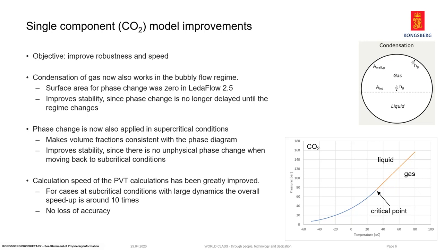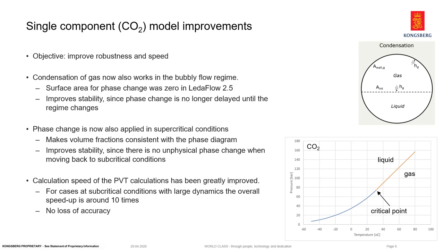Also, we've implemented a phase change term now for supercritical conditions. That is shown in the plot on the bottom right. The arrow indicates where the critical point for CO2 is. We're extrapolating the phase curve for the single component, and we're now also applying phase change when we're in supercritical conditions, so that we get a transition from a gas-like dense phase to a liquid-like dense phase. This makes the volume fractions in the simulation consistent with the phase diagram.